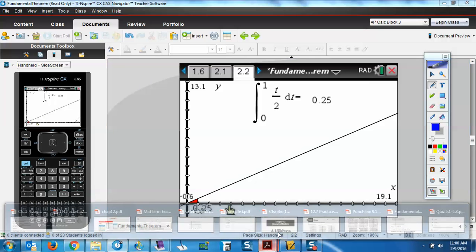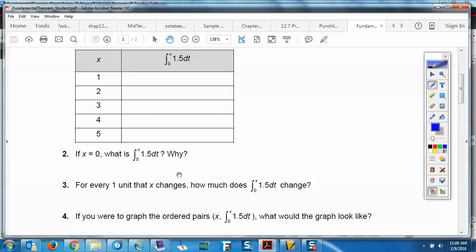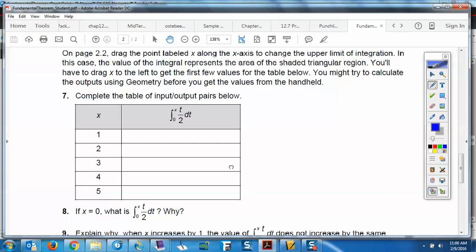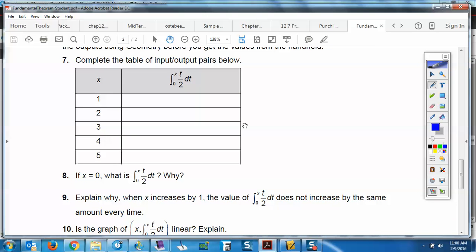Okay, so let's go on your paper here. Moving on, let's skip that other stuff. Now we're going to change this to 1/2 t. All right, well, what's the graph of 1/2 t look like?